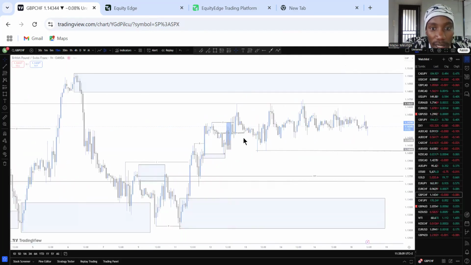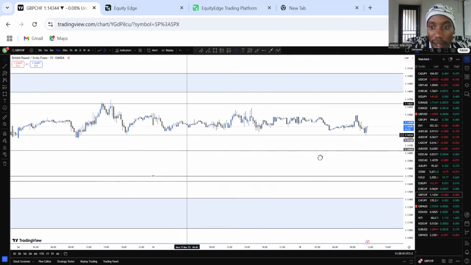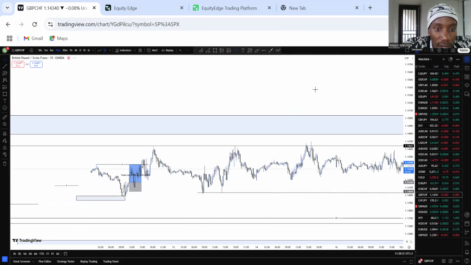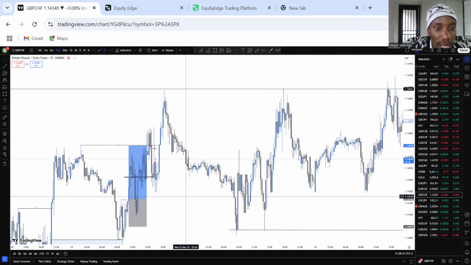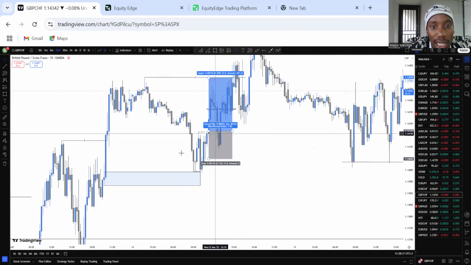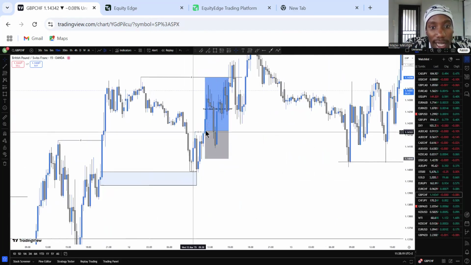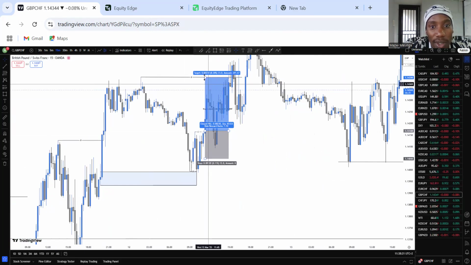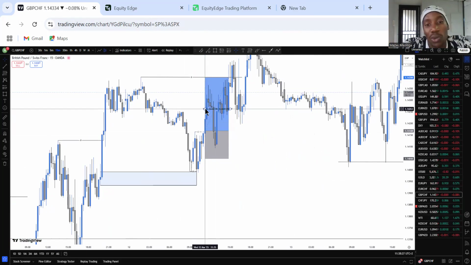Let's go to the 15 minute time frame so that I can show you what happened. The market tapped here during that session. After having a change of character, I entered here, and then the market went straight. But before it got my TP, EquidEdge ended up closing my trade automatically.